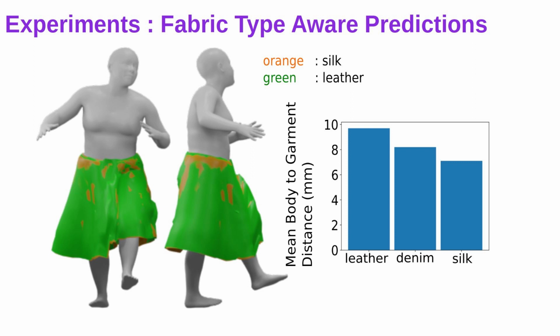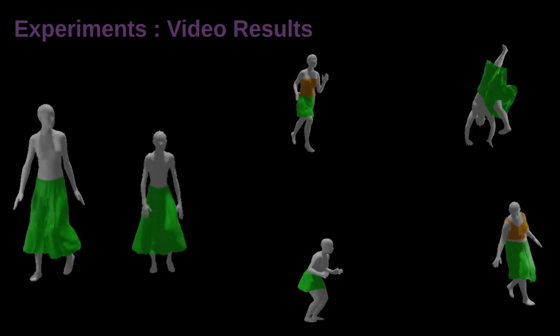Fabrics based on their stiffness can be ordered as leather greater than denim greater than silk, and intuitively it is expected that the mean garment-to-body distance should also follow this order. The chart in the figure empirically verifies this order. The prediction of the leather skirt, green, on top of the silk skirt, orange, visually verifies that GarSim produces fabric-aware deformations. Finally, we show the video results.